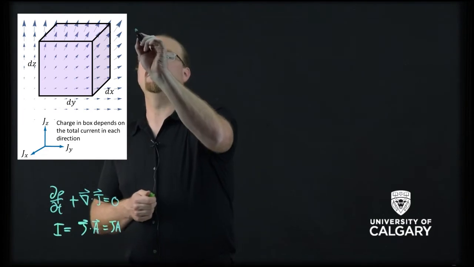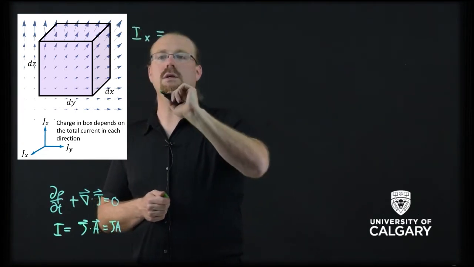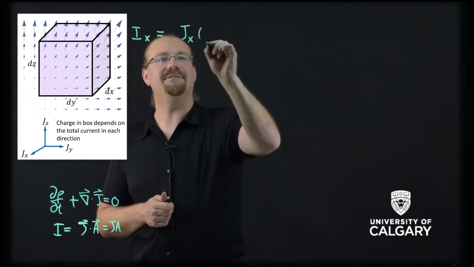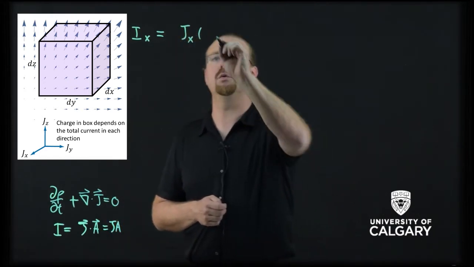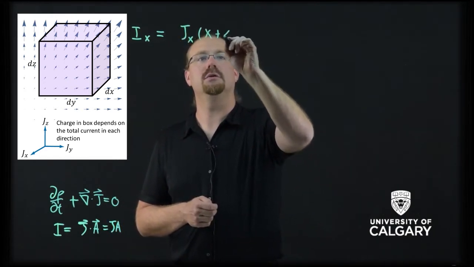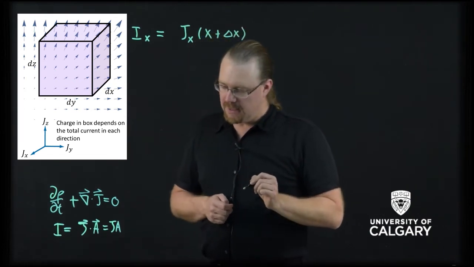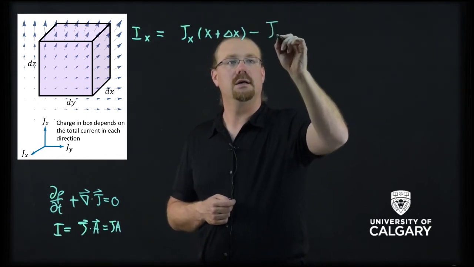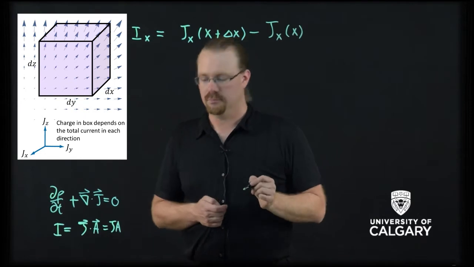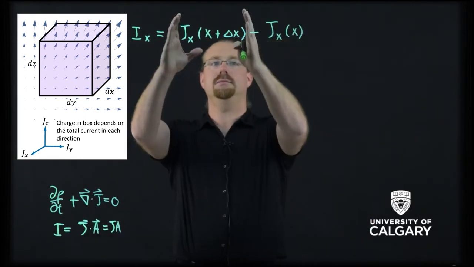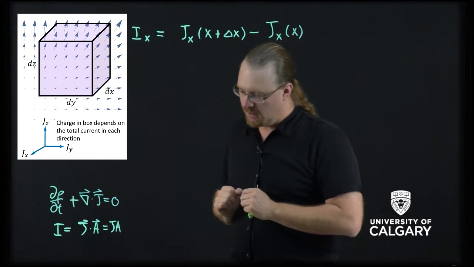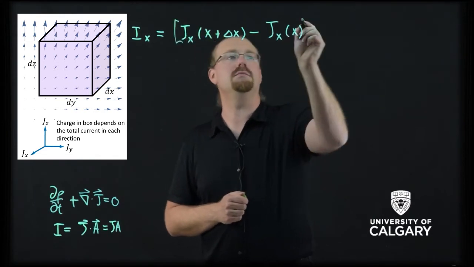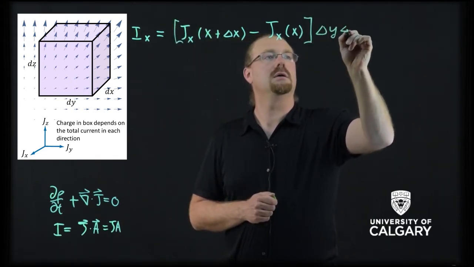So Ix will equal whatever Jx we have evaluated at one end of our box, which we'll go ahead and say is x plus delta x, and of course, it's also going to be y naught, z naught, and so forth, minus Jx evaluated at x. Okay? So we have the current flowing in minus the current flowing out. All right, well, what's our cross-sectional area? Well, the cross-sectional area for that box is going to wind up being delta y, delta z.